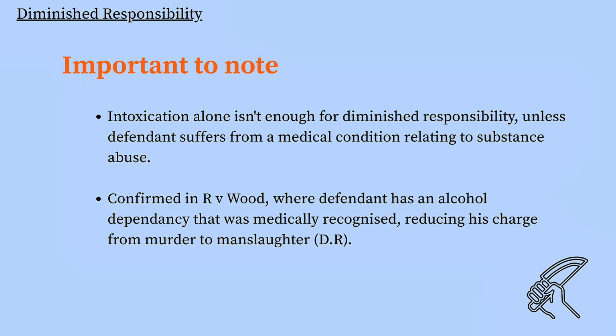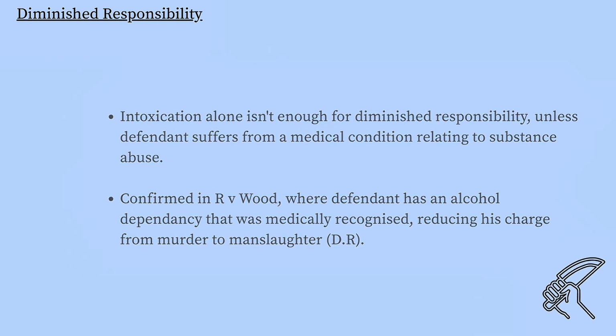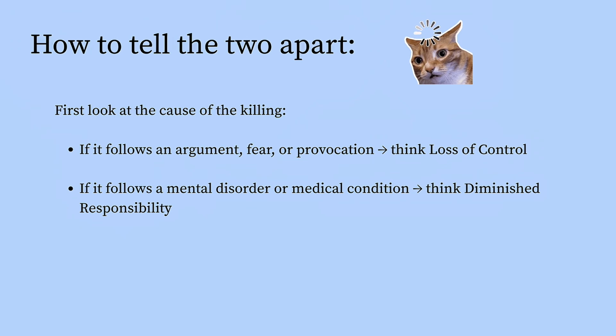However, how do you know the difference between the two? So, how do we distinguish loss of control and diminished responsibility? So, we have to look at the cause of the killing. So, if it follows an argument, fear, or provocation, it's loss of control. Or if it follows a mental disorder or a medical condition, it's diminished responsibility. Much more simple than you think. And when you learn it and you practice it, it's much easier to understand. You just really have to practice and it becomes much easier.